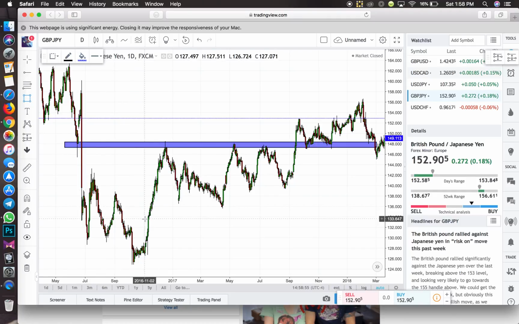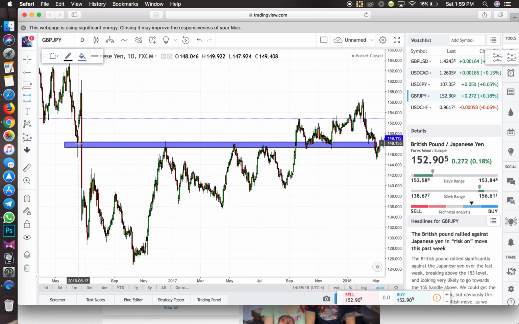But one simple thing is identifying big zones. So we're going to go to the daily chart on GBP JPY. This works on any pair, same thing. So we want to go to the bigger picture, the daily, the weekly, one of those time frames. You can do the 4-hour as well. On the daily, you can sort of see the picture a little bit better.